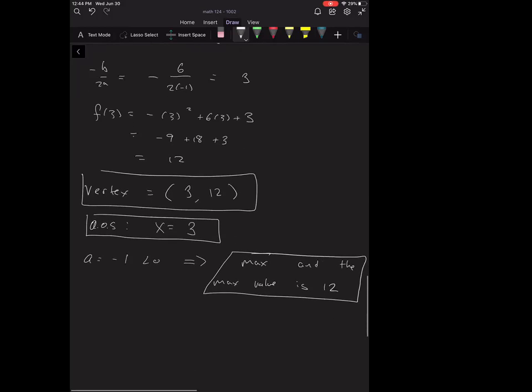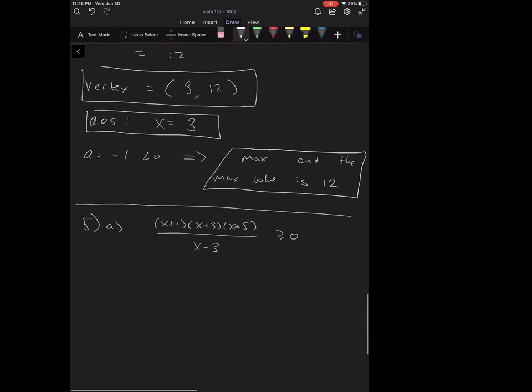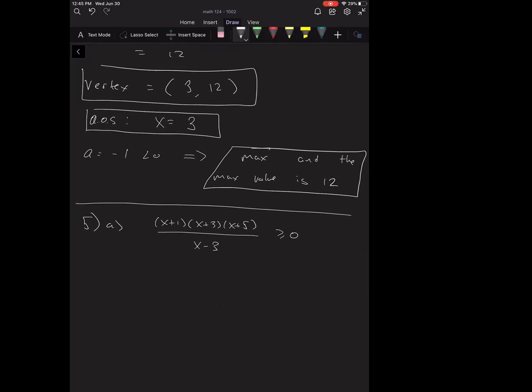So problem number 5. Well, let's do 5a. So what we want to solve is (x plus 1)(x plus 3)(x plus 5) over (x minus 3) is bigger than or equal to 0. Whenever we're solving these fractions that are bigger than or equal to 0, we need to first find our top zeros, and we also need to find our bottom zeros.